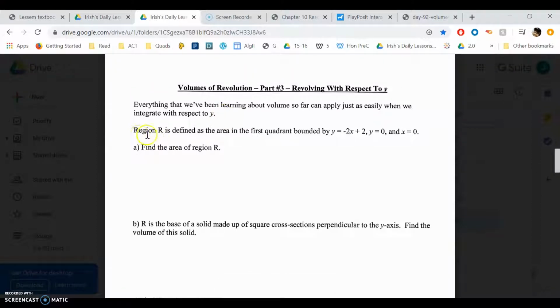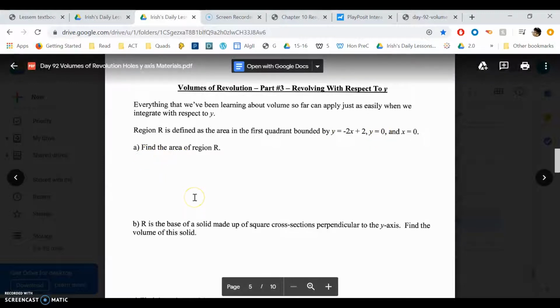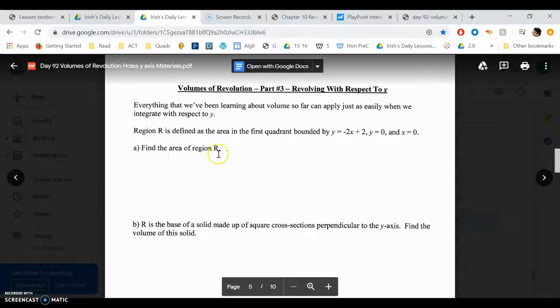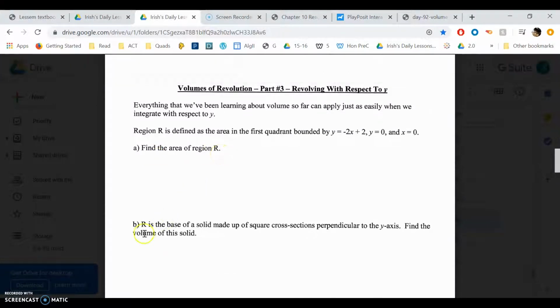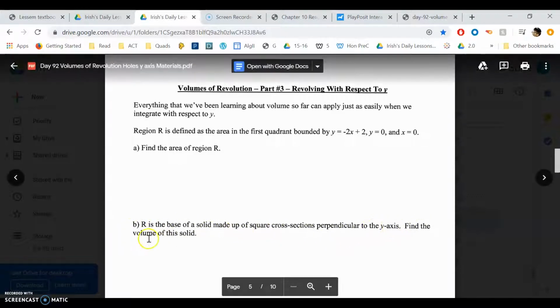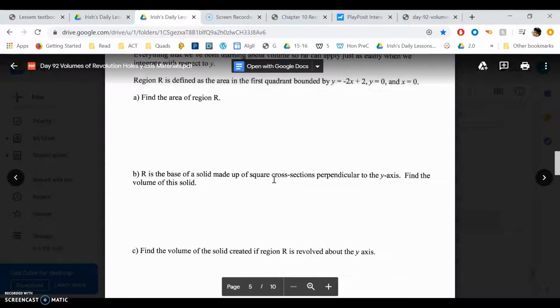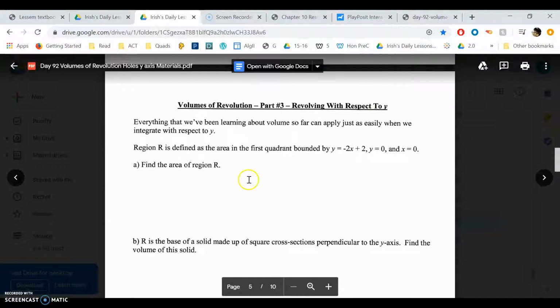Okay, so here's the first one. Write this down, pause the video. Region R is defined as the area in the first quadrant bounded by y equals negative 2x plus 2, y equals 0, and x equals 0. So you've got to do A, B, C, and D. First we're going to do A and B. Find the area of the region R. Then R is the base of a solid made up of square cross sections perpendicular to the y-axis. Find the volume of this solid. Then after that, we're going to do some revolutions. So all this, A, B, C, D, requires this information.